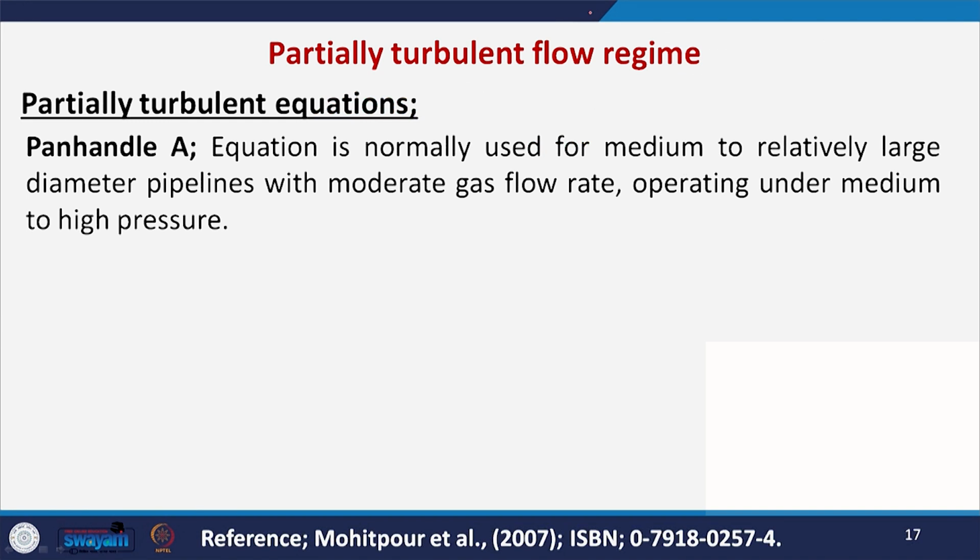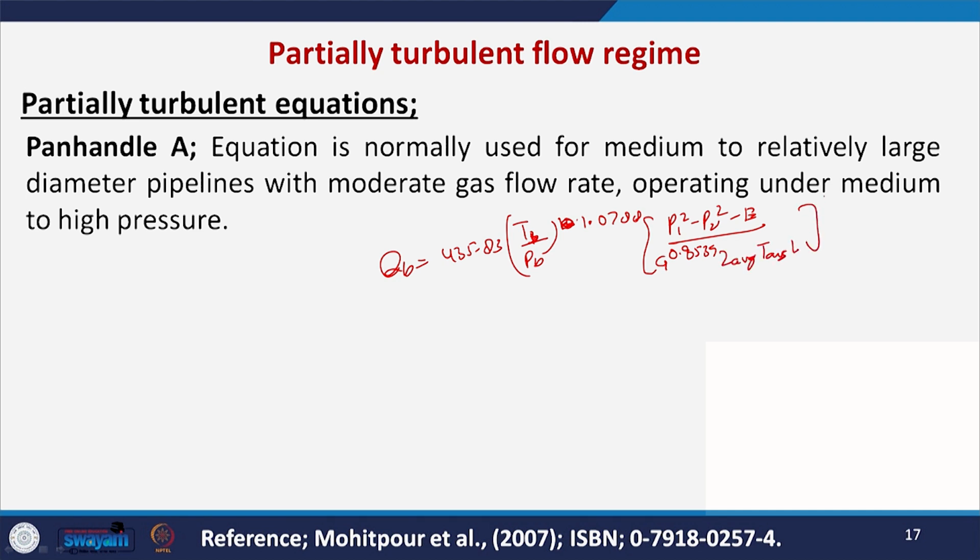Now let's talk about the partially turbulent equation. Now Panhandle equation. This equation is normally used for medium to relatively large diameter pipeline with moderate gas flow rate operating under medium to high pressure. Now here we can see that Qb is equal to 435.83 Tb upon Pb to the power 1.0788 into P1 square minus P2 square minus E upon G to the power 0.8539 Z average T average L to the power 0.5394 D to the power 2.6182.